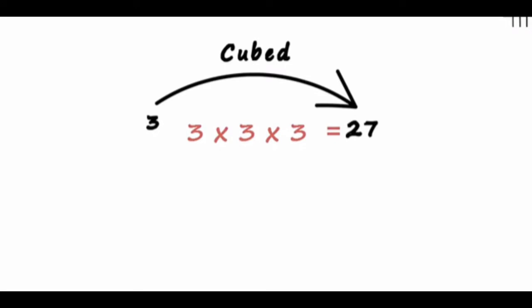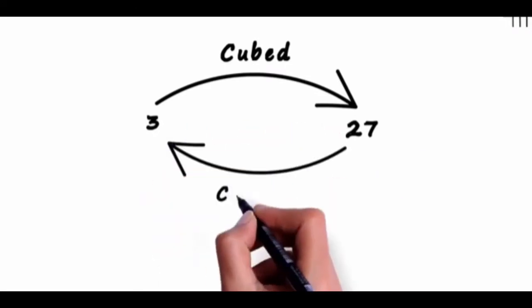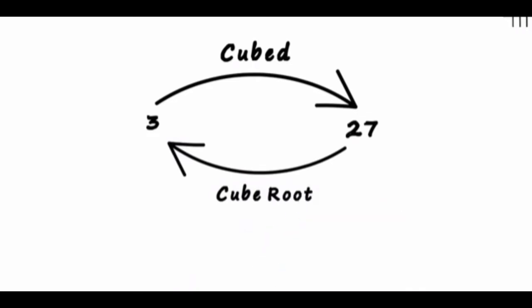Everybody knows how to find a cube. 3 cubed is 27, or 3 multiplied by 3 multiplied by 3. Now what is a cube root? The cube root of 27 is 3.